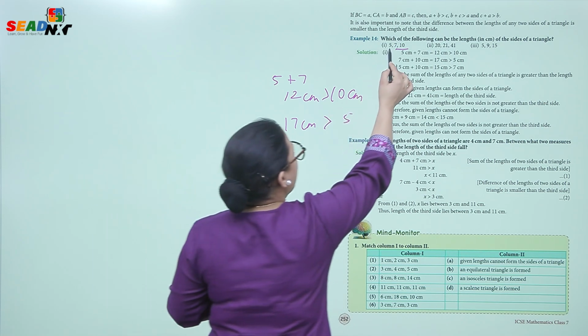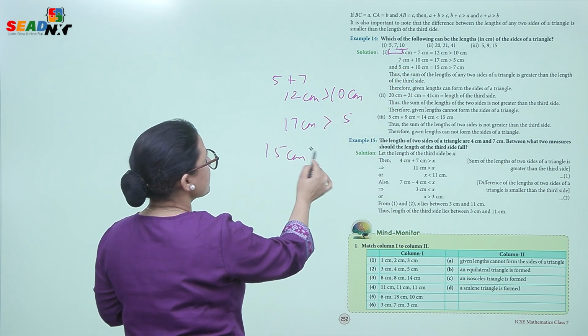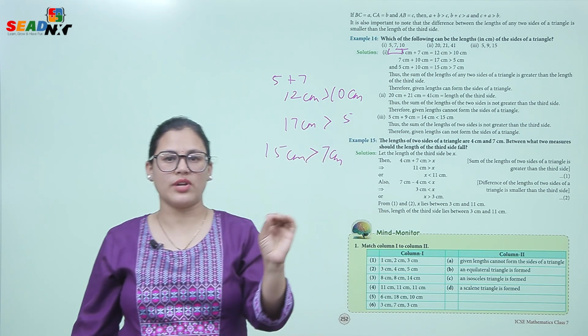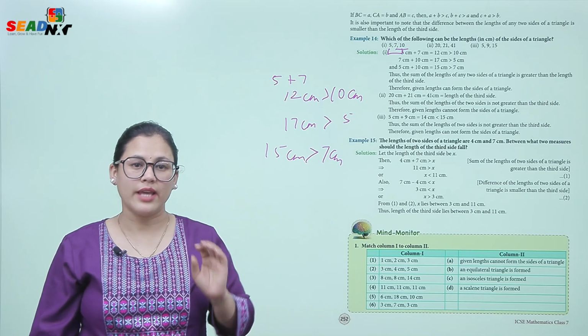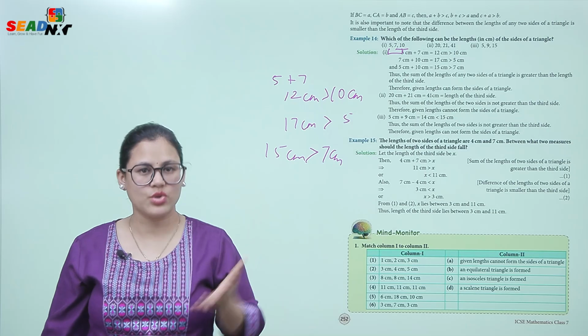Okay, now add up these two sides. 10 plus 5 is 15 centimeter, and this is greater than 7 centimeter. Okay, so the sum of the lengths of any two sides of a triangle is greater than the length of the third side. Therefore, the given lengths can form a triangle.